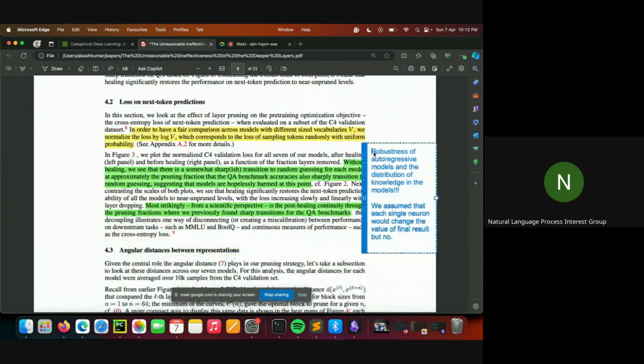And this just shows the robustness of these autoregressive models and how well the knowledge is distributed in these models. We always assume that each and every part of the model would be so important, but it turns out it's not so. Everything is not as localized as we thought. So the information is stored and spread across the entire model.